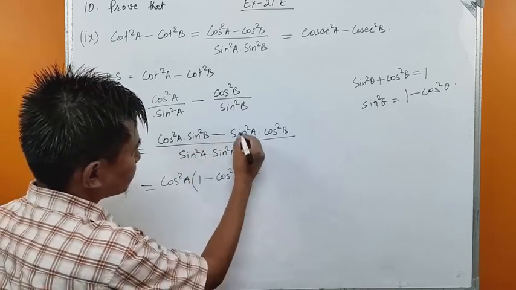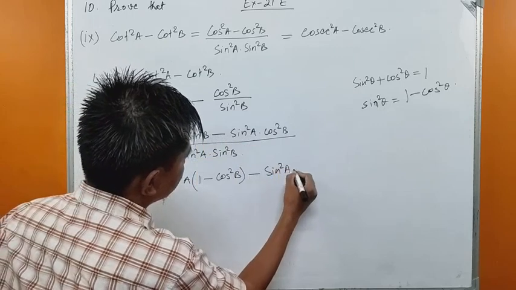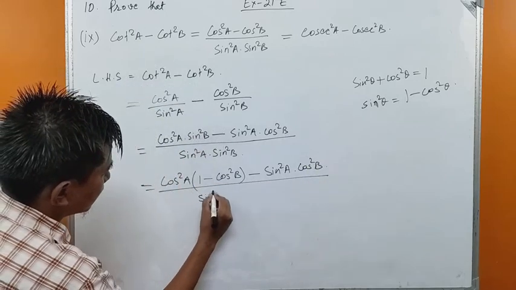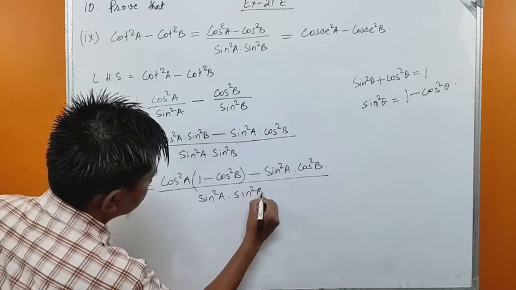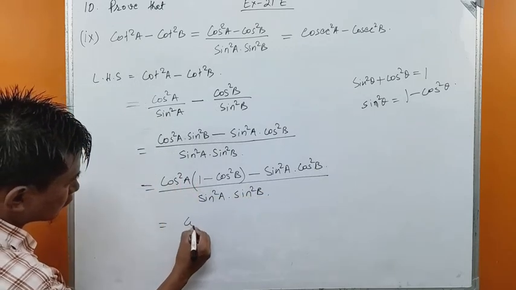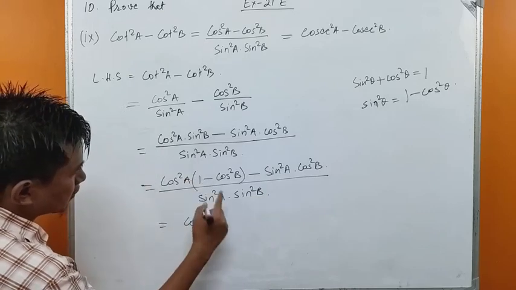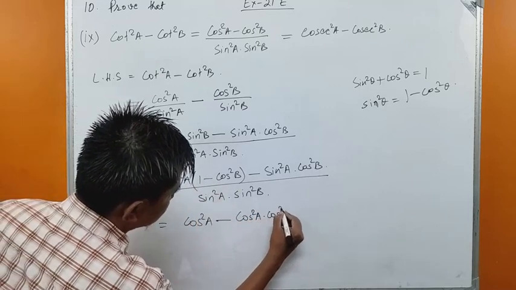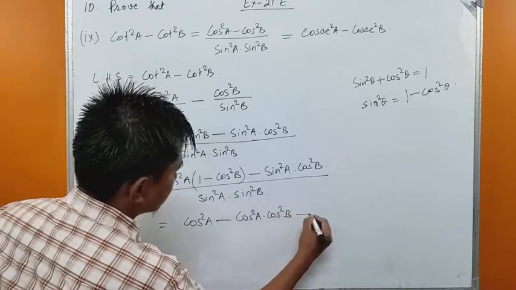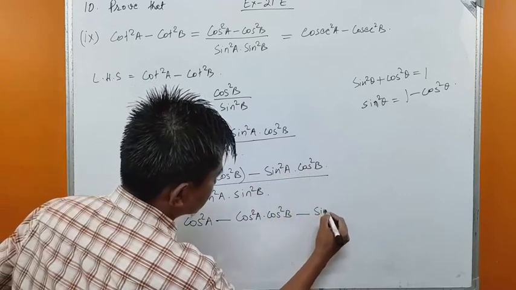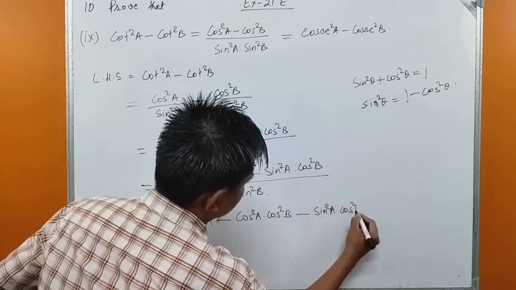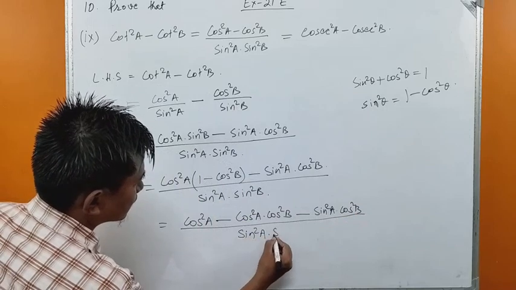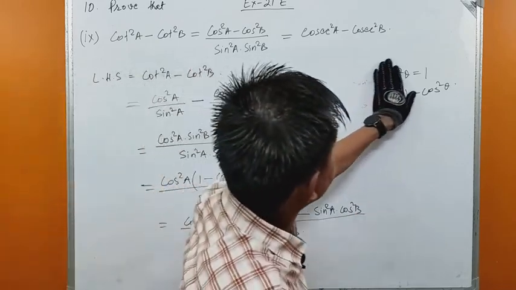So this minus comes here, this sin square A into cos square B, whole upon we have sin square A into sin square B. Now cos square A into 1, cos square A, plus into minus, minus cos square A into cos square B, minus sin square A into cos square B, whole upon, in the denominator we have sin square A, sin square B. Now let me continue here.